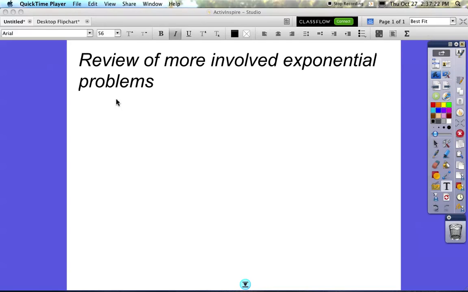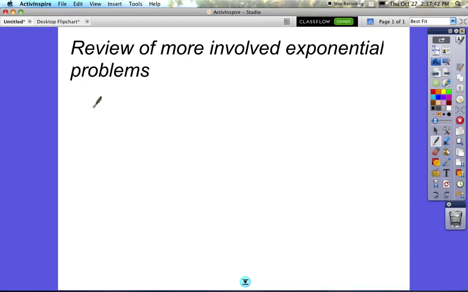Okay, this review lesson is going to take us again a little bit more in depth in our exponential problems that we did a few weeks ago. So we did kind of the basics last week, and I'm going to go back and review those. So once again, if you multiply like bases, you add exponents.